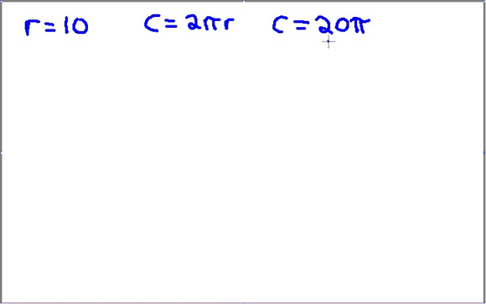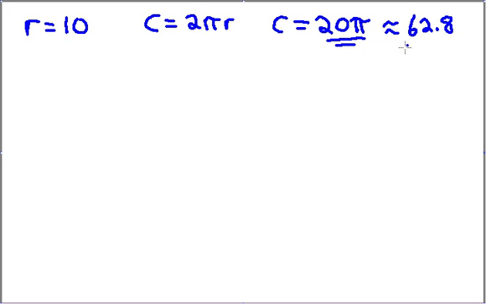And much of the time, this is good enough. It's 20 pi. However, if you are asked to calculate out its approximate value, you would simply take pi and replace it with 3.14 and take 3.14 times 20. And that is approximately 62.8. So if we have a radius of 10, the circumference of our circle will be 20 pi, or approximately 62.8.